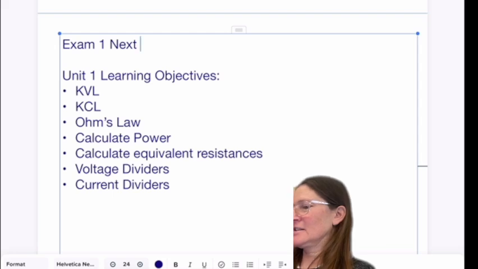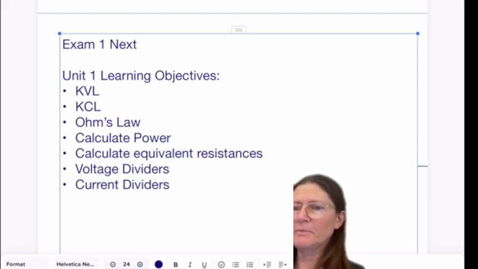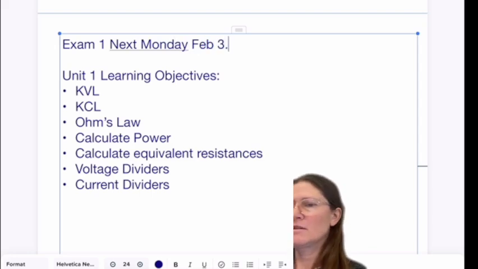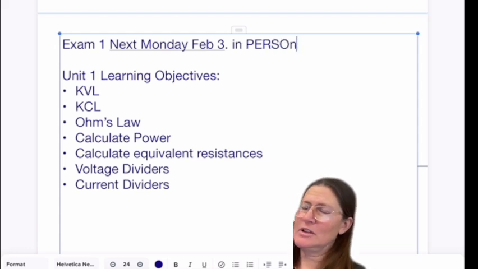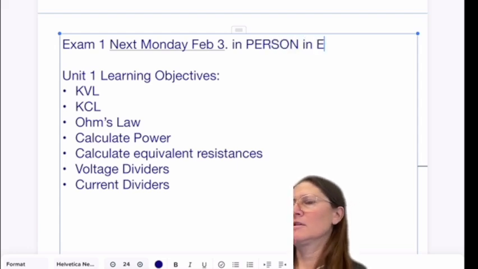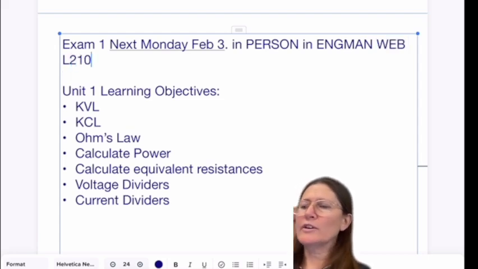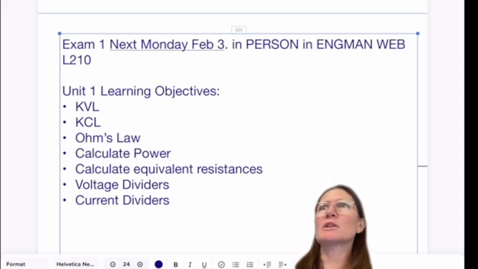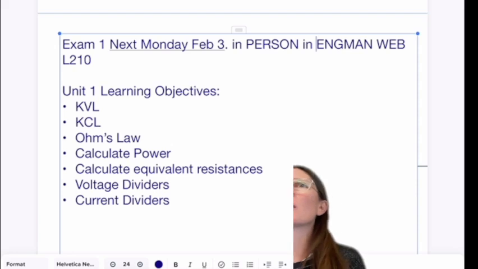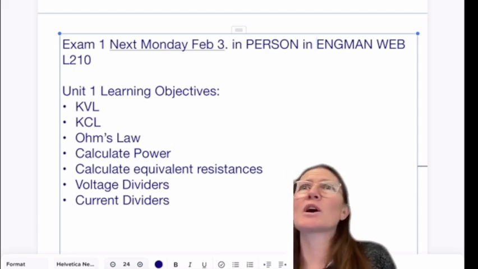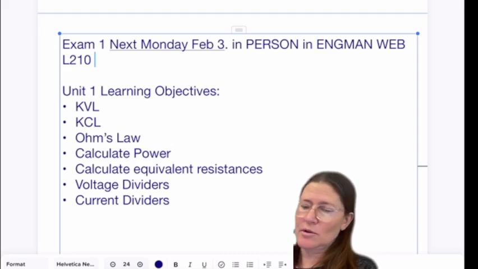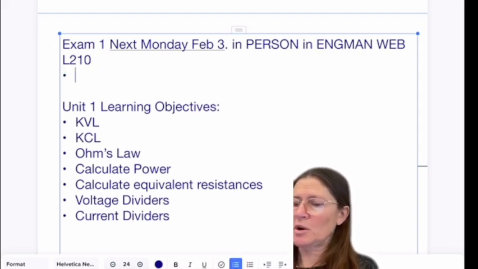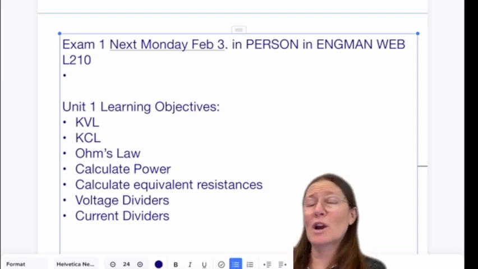Exam 1 is going to be next, check the right date, February 3rd, so Monday. It's in person, upstairs in the Ingman lab. Make sure that you have lab access if you haven't yet for the CADE lab access. So do check that you have that. If you want to go up to the labs, log in just to make sure you do have that.